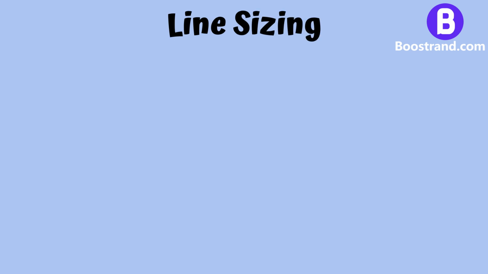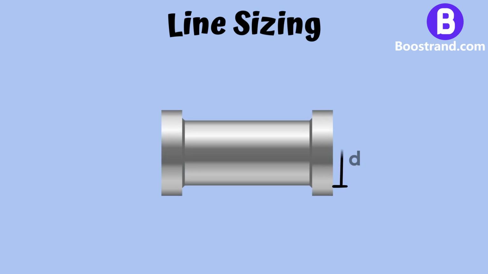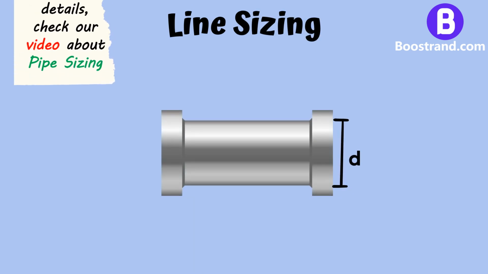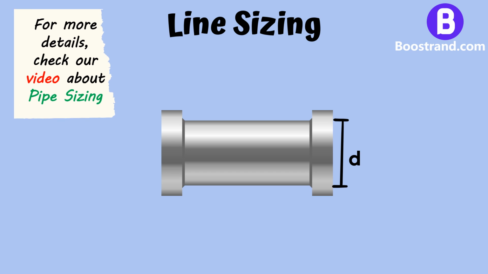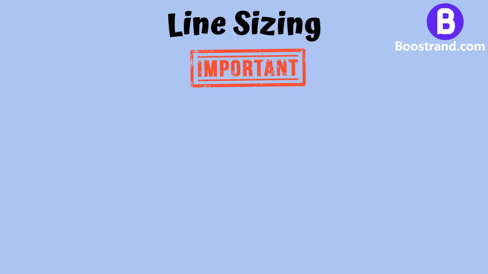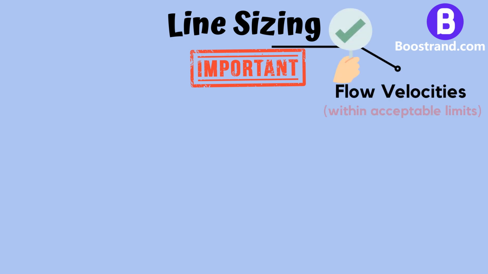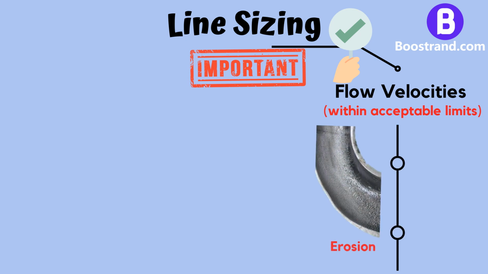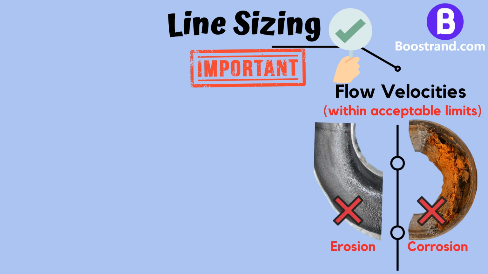The third activity is line sizing, which involves determining the appropriate diameter for the piping that transports fluids throughout the process. It's important for several reasons. Proper line sizing ensures that flow velocities are maintained within acceptable limits, minimizing the risk of erosion and corrosion to the piping system.